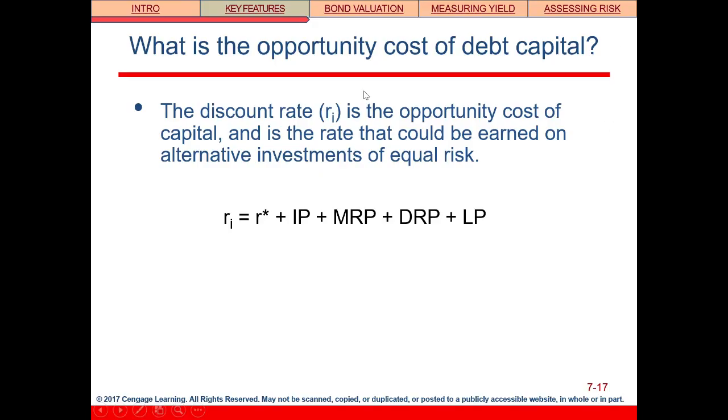So in this slide we see what is the opportunity cost of debt capital, and in order to value a bond, to price a bond, basically that is the same as calculating the fair price of the bond, right? And from chapter 5 we already know that to calculate the fair price of the bond, that is the same as calculating the present value of the bond given all the future cash flows, right? So basically that's just calculating the PV.